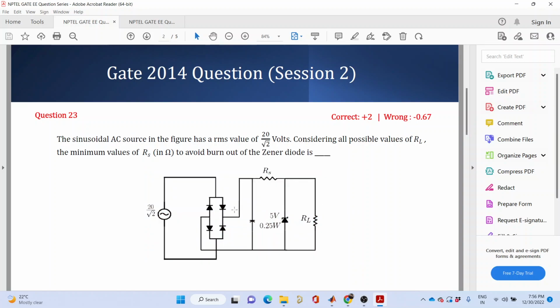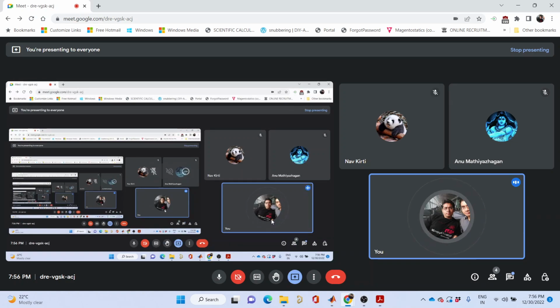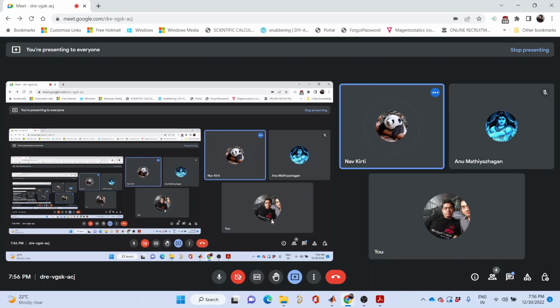Is there any possibility that this diode may also burn out? Can you tell me at what condition this diode may burn out? Anu, can you tell me at what condition the power diodes may burn out? Sir, if the voltage is exceeded, then that breakover voltage.